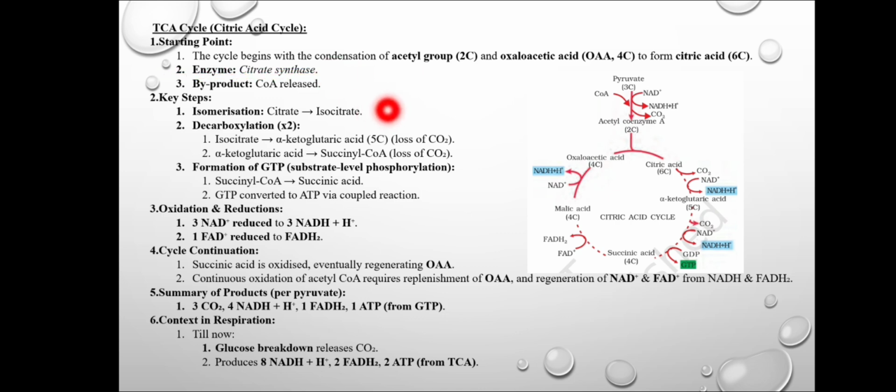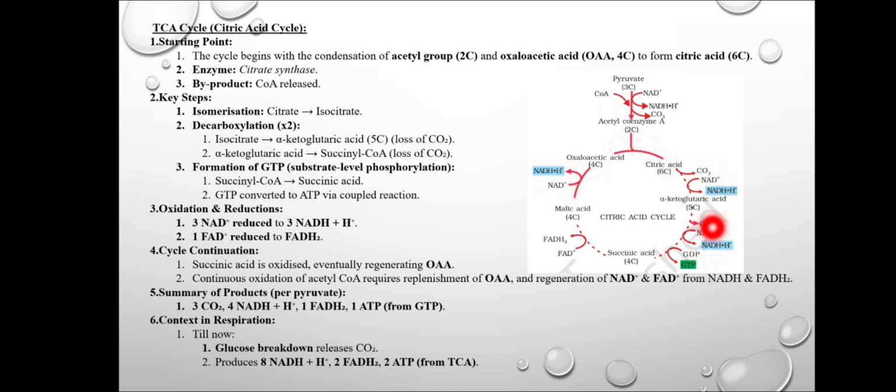Now in the next step, that is called the isomerization step, the citrate is converted into isocitrate. Isomerization step, citrate becomes isocitrate. Then it is followed by 2 decarboxylation steps, where the isocitrate gets converted into alpha ketoglutarate. So isocitrate is 6 carbon, alpha ketoglutarate is 5 carbon, so there will be a loss of CO2 here. Now the alpha ketoglutarate, which is 5 carbon, gets converted into a 4 carbon succinyl coenzyme A, so there is a loss of CO2. So here we can see in 2 subsequent steps there is release of 2 CO2. That is why these 2 steps are called the decarboxylation steps.